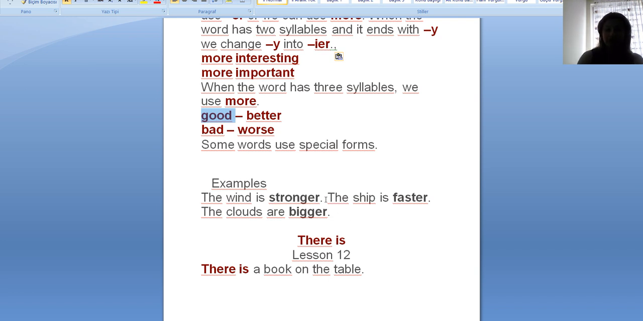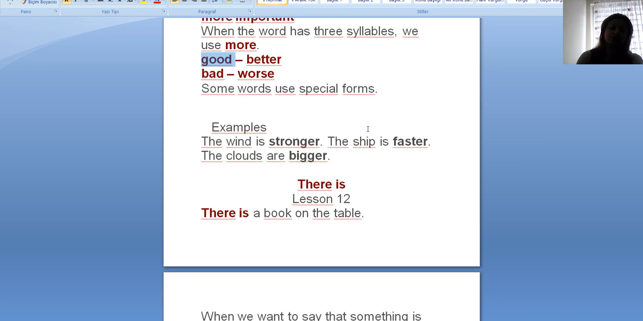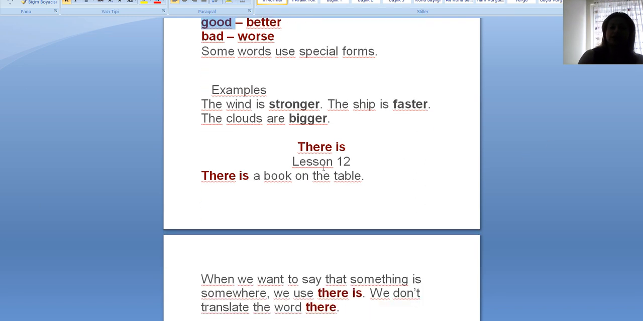The bigger, stronger, and faster. Stronger, faster.